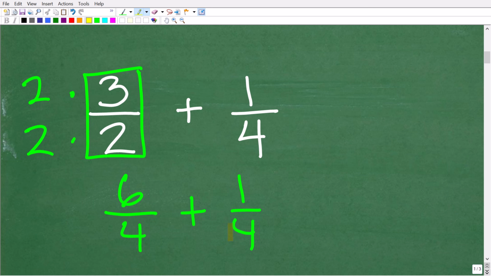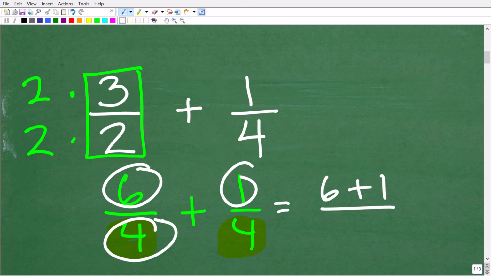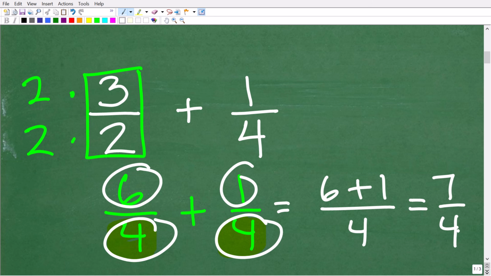Now when you have fractions that have the same denominators, to add them, all you have to do is simply add the numerators. So in this case, it's going to be 6 plus 1. All right, so these are our numerators, and we have the same denominator, so I'm going to put that down here. So 6 plus 1 is what? That is 7. So our final answer here is 7 over 4.